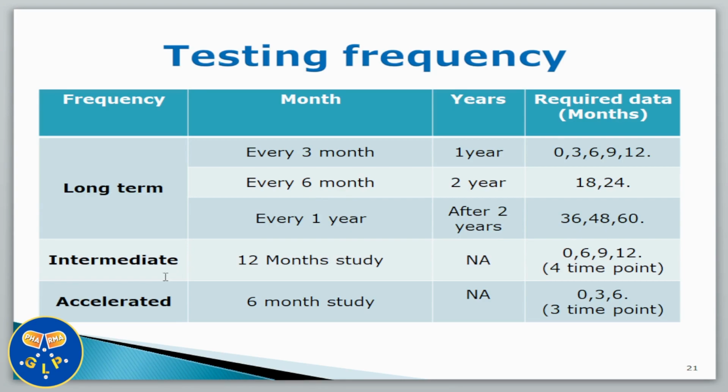Next is intermediate stability study. The intermediate stability study is 12-month stability study. Minimum of 4 time points including the initial and final time points, that is 0 month, 6 month, 9 month and 12 month study is recommended. Last is the accelerated stability study. It is 6 month stability study. A minimum 3 time points including the initial and final time point, that is 0 month, 3 month and 6 month study is recommended.